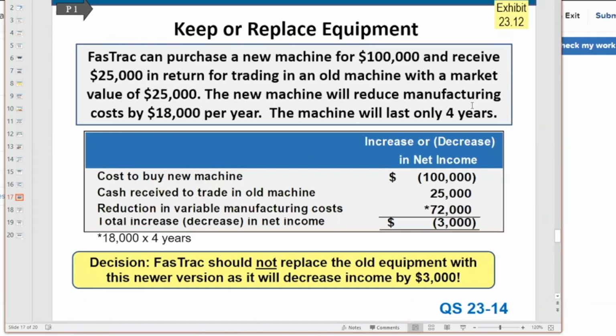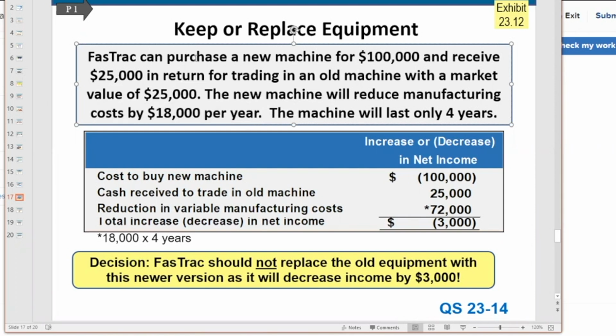So this is keep or replace equipment. A lot of companies replace their equipment a lot because they want to have the nicest, newest, shiniest equipment ever. And that's fine. But let's do some analysis and see about that. Fast Track can purchase a new machine for $100,000. Now, if we do that, the company that we buy it from is going to give us $25,000 on trade-in on the old machine. So that's good. The new machine will reduce manufacturing costs by $18,000 a year.